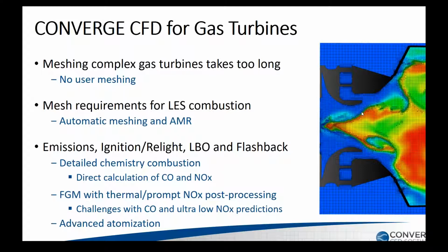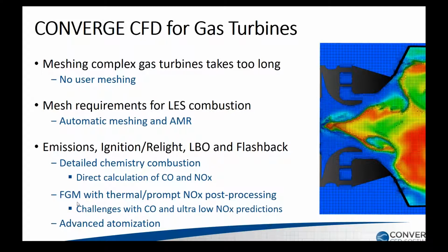And one of the key things that we do get with that is emissions, and we get ignition and relight, lean blow off, and flashback, which are all capabilities that are not often addressed well with conventional CFD codes. And CONVERGE does very well with those. So if you're looking at predicting CO and NOx, or also predicting NOx with a fast FGM approach that we'll talk about later in future trainings, those are all certainly available. And then certainly we have advanced atomization as well for gas turbine atomizers.